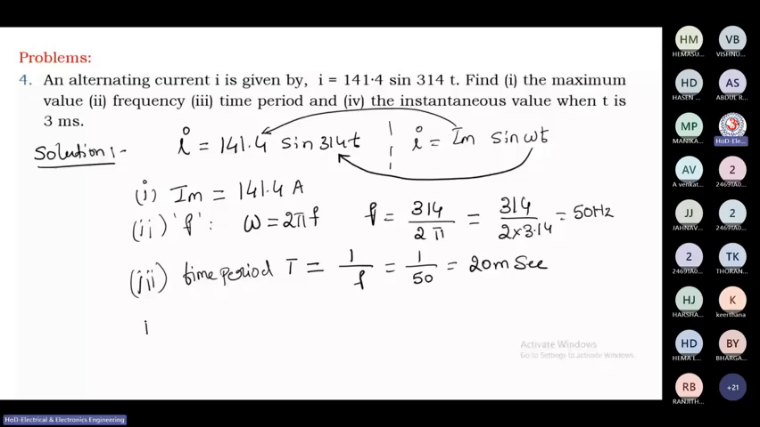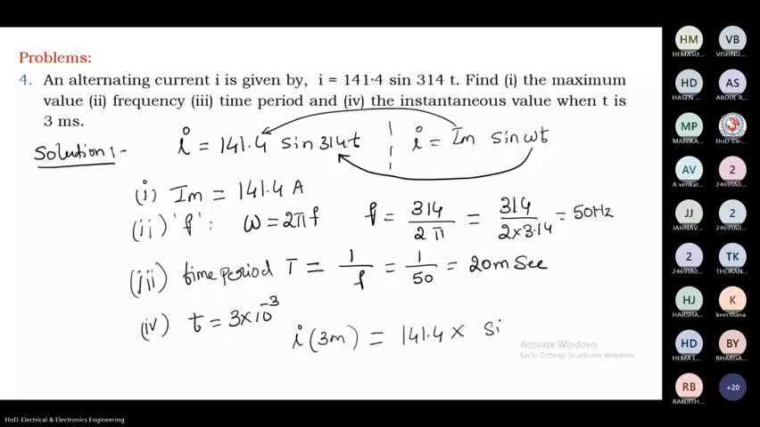You want to find the value of the current at time t is equals to 3 milliseconds. Milli means 10 raised to the power of minus 3. So what you are going to do, you are going to substitute I of 3 milli is equals to 141.4 multiplied by sine 314 into this t. This t you are going to substitute 3 milliseconds. Now what will be the answer here?